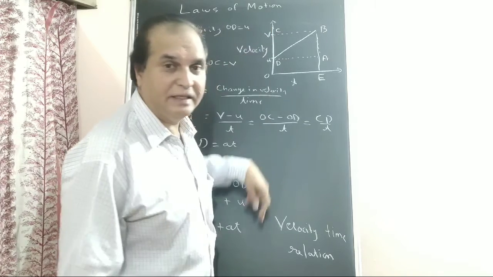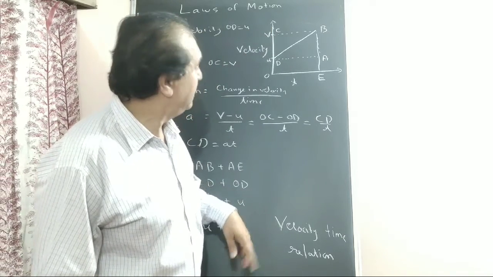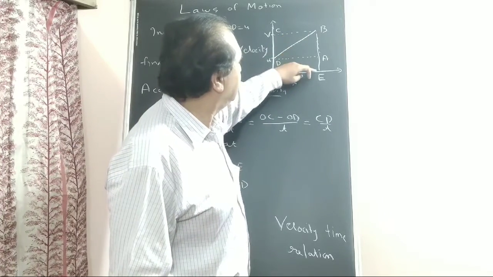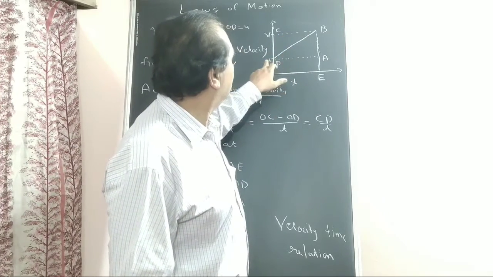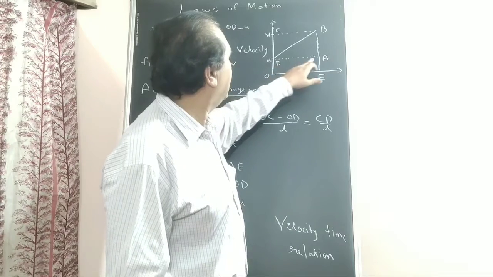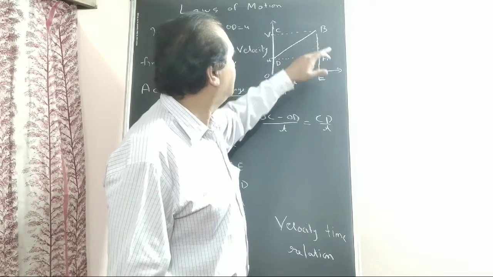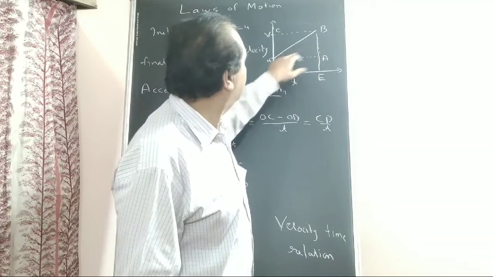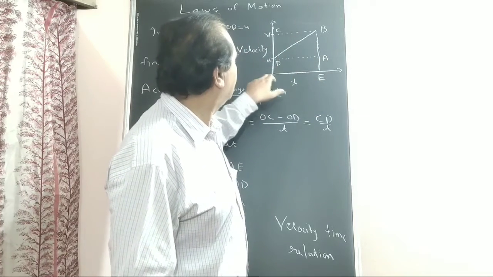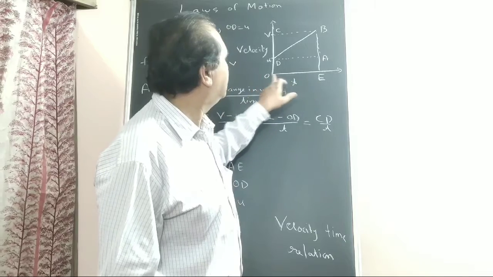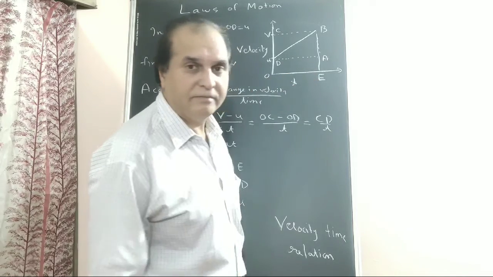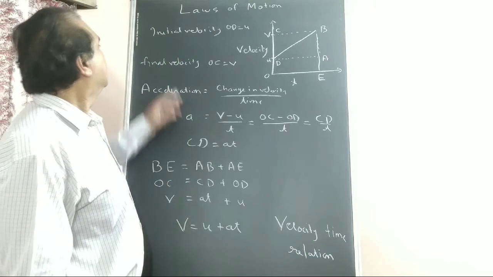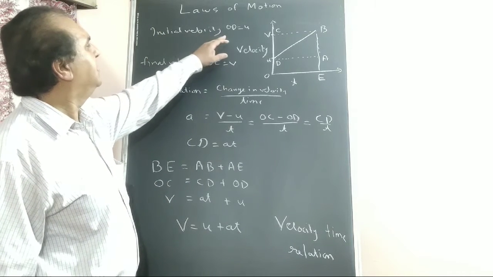This point is C. To derive this, we'll draw a perpendicular from B; this point is E. From u, at D, is point A. And join CB. So there are two rectangles. So AB equal to CD, AE equal to OD, and OE is t, AD is t. Understanding?